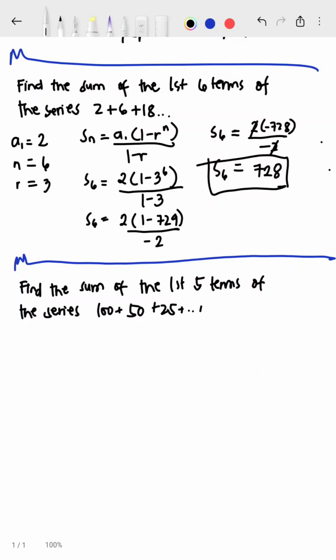So let's see. Do we have the same multiplier for this one? 50 divided by 100 is 1/2 or 0.5. And 25 divided by 50 is again 1/2 or 0.5. So you can say that this one is a geometric series. So the first term is 100, n is 5, and r is 1/2 or 0.5.